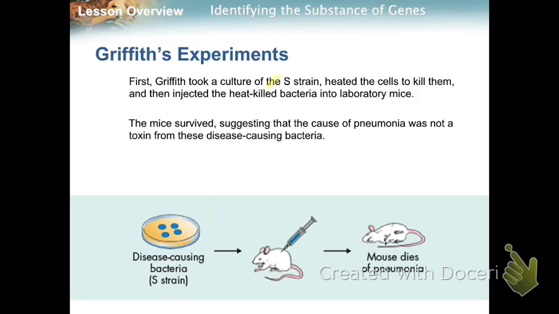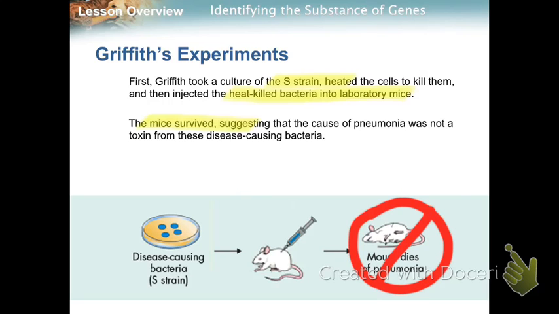He took a culture of the disease-causing bacteria, the S strain, and heated them to outside their normal temperature range to kill the bacterial cells. So he injected those heat-killed bacteria into the mice. The mice survived. So the heat-killed bacteria did not cause pneumonia, even though it was the disease-causing bacteria.